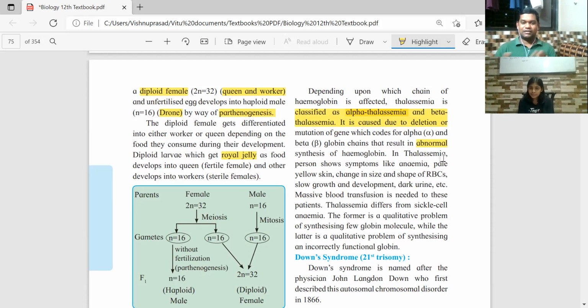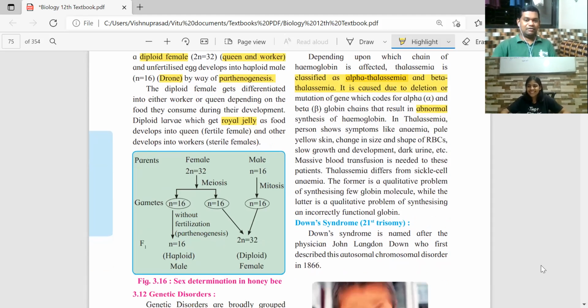What is the function of hemoglobin? Function of hemoglobin is normal function of hemoglobin. पूरा हमने उसका थियरी सब पढ़ा है. What is the normal function of hemoglobin?